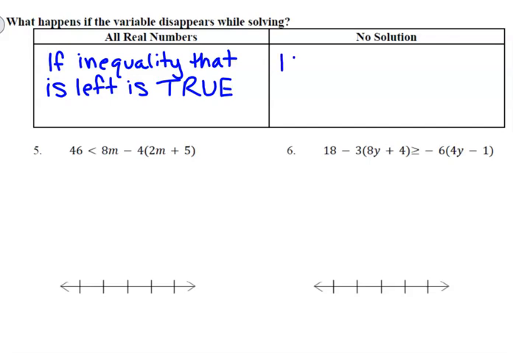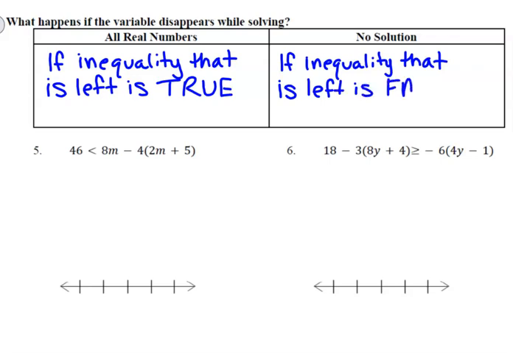If the inequality that is left is false, then we're going to say no solution. So something that is false would be like 2 is greater than 12. That doesn't work. You're going to go through all of the same solving steps as we do with any inequality. It just means if this happens, we have to account for it.